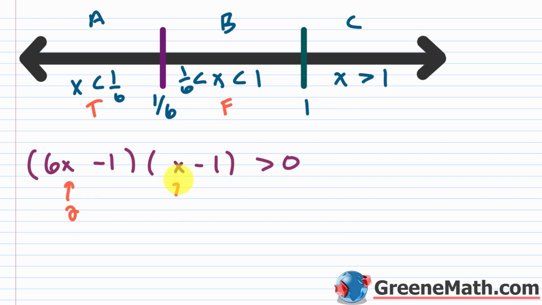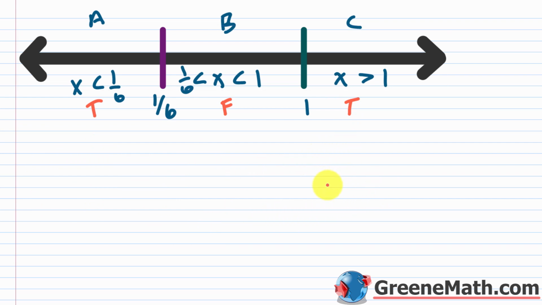I think that's pretty easy to work with. So 6 times 2 is 12. 12 minus 1 is 11, so let's put a positive sign there. Then 2 minus 1 is 1, so that's going to be positive as well. Positive times positive is going to be positive, so this is true. Now remember, you have a strict inequality here, so these critical values are going to be excluded from your solution.